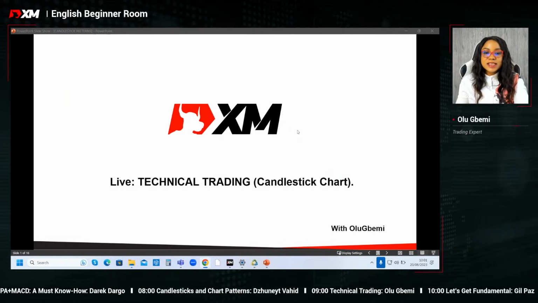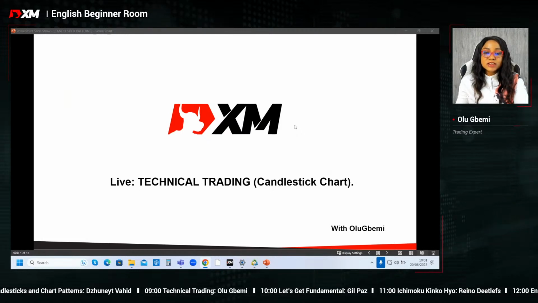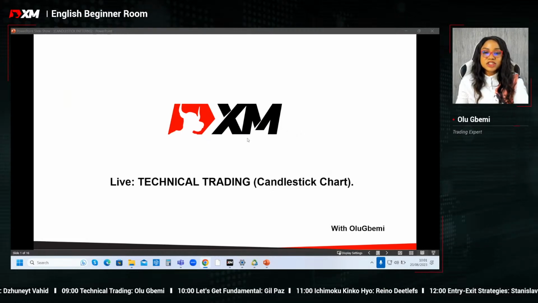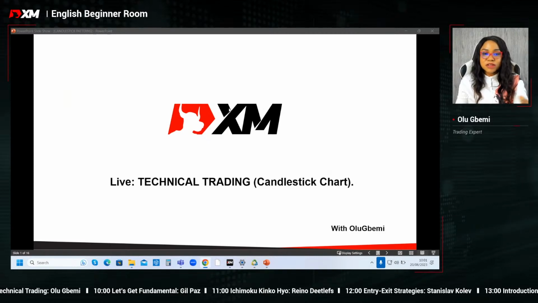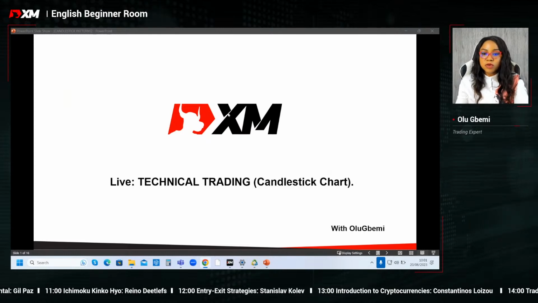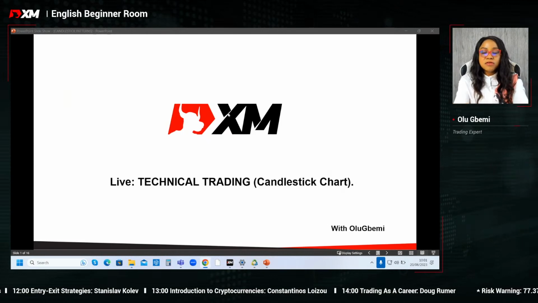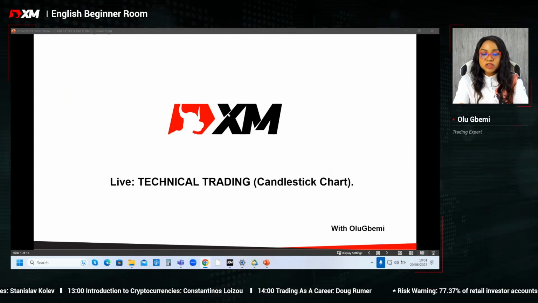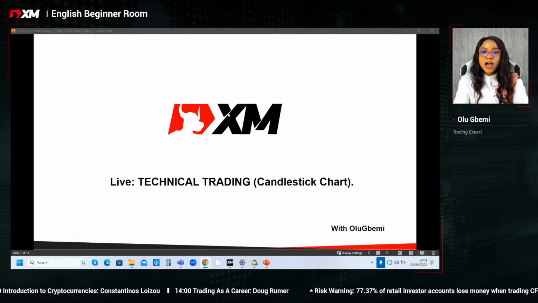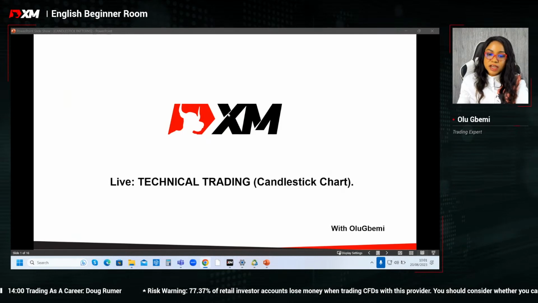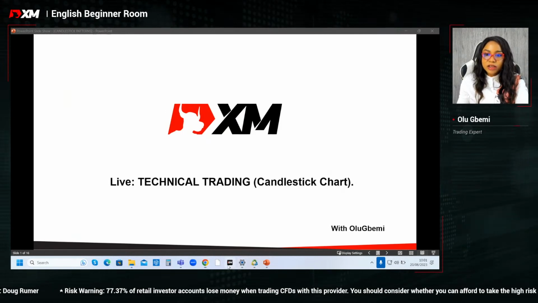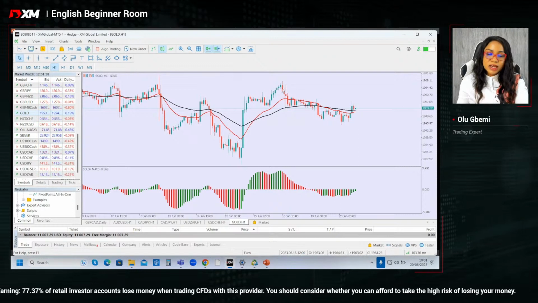We are looking at technical trading today, and under technical trading, we're going to be talking about candlestick charts. We know that the candlestick chart is the most common chart that people use in making trading decisions. So today we will look at candlestick charts and see how we can make valid trading decisions using candlesticks. I would also be helping you have a good understanding of the candlestick so that if you see the different candlesticks in your chart, you understand what they represent and how they move.